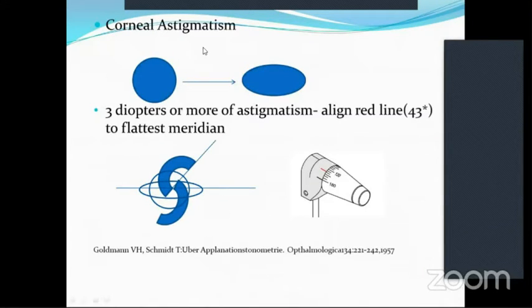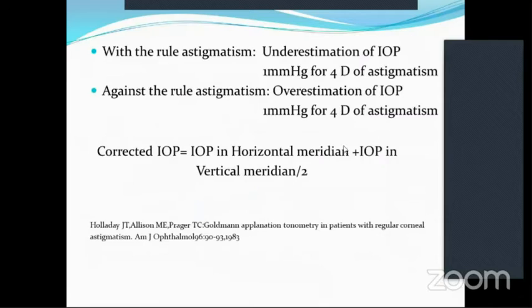Whenever there is a corneal astigmatism, the area of tonometer corneal contact changes from a sphere to that of an ellipse, and the diameter of tonometer corneal contact differs in different meridians. In cases of 3 diopters or more of astigmatism, Goldmann suggested aligning the red line, which actually represents 43 degrees, to the flattest meridian, while Holladay suggested taking intraocular pressure in 2 meridians, first in horizontal meridian and then in vertical meridian, and then averaging these 2 readings.